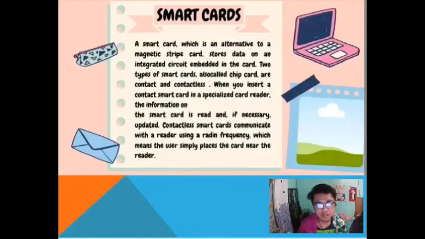Next up, we have smart cards. A smart card is an alternative to a magnetic stripe card. It stores data within an integrated circuit embedded in the card. Two types of smart card, also called a chip card, are contact and contactless. Contact is where you insert a card in a specialized reader to read the information in the card, while contactless smart cards communicate with the reader using radio frequency, which means that the user simply places the card near the reader.